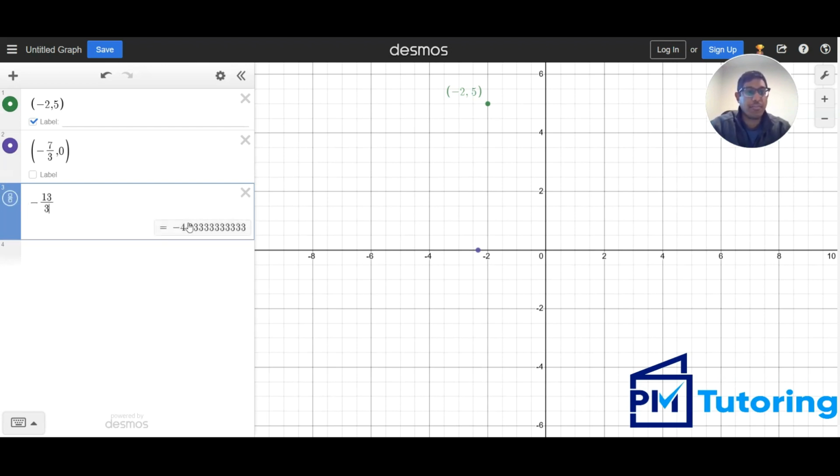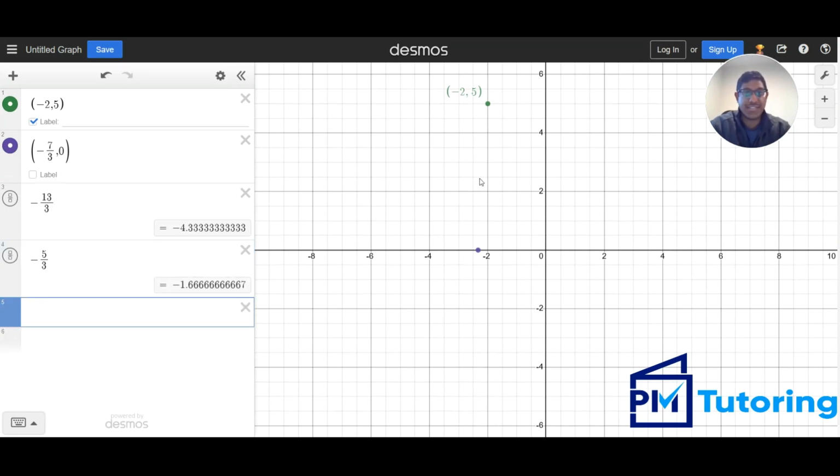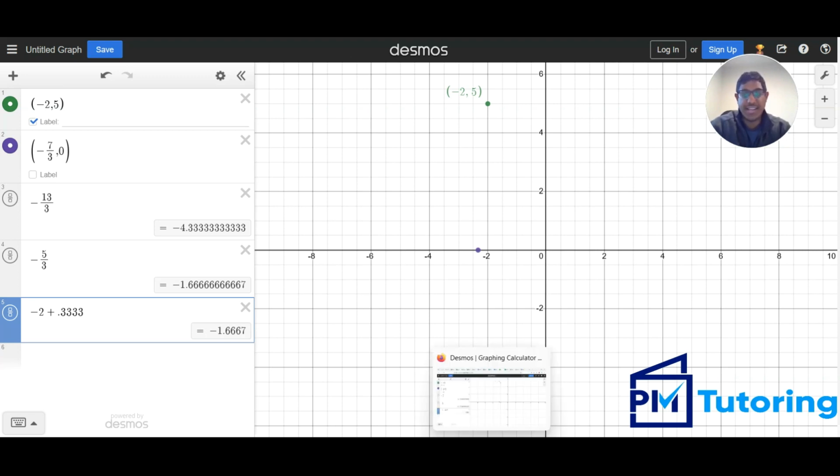And that's negative 4.333, so too far. And then we have negative 5/3, which we know is the answer at this point, right? Which is negative 1.666, right? Because if we did negative 2 plus 0.333, yep, that's about right. So not a direct solve, but again, just an illustration of how visualizing can help us solve parabolic questions.